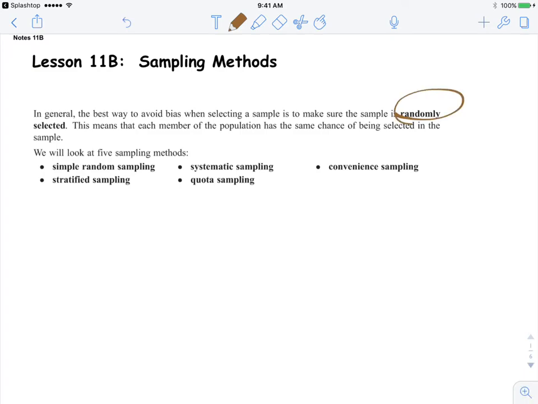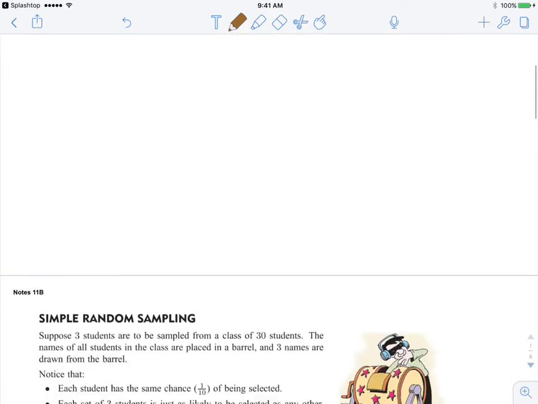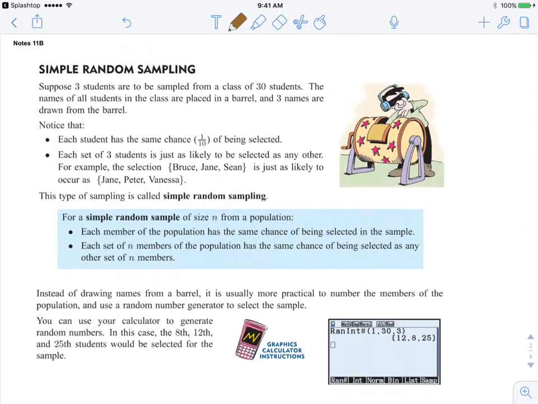This means that each member of the population has the same chance of being selected in the sample. So there are 5 types of sampling methods, and we will go into more detail on those 5 in the rest of the video. The first type of sample is called a simple random sample.